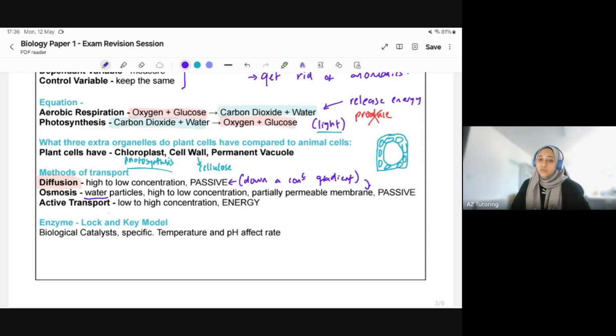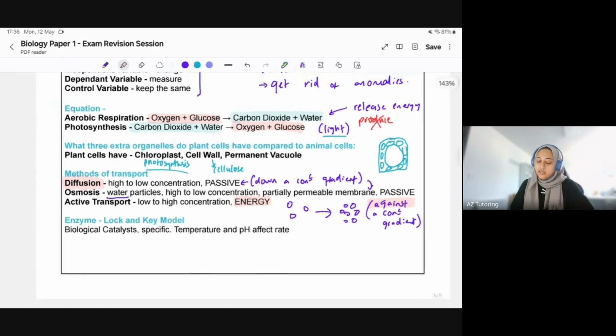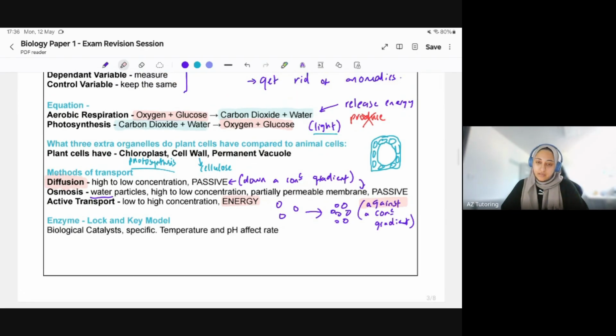Active transport, this is the one that's the opposite. It goes from a low concentration, so let's say 3 particles, to a high concentration. So we say this is going against a concentration gradient, because it's not natural to go from low to high. Since it's not natural to move particles where there's less to somewhere where there's more, this process needs energy. And where does it get that energy from? Respiration. So everything you will speak about in Biology Paper 1 always links back to respiration somehow.